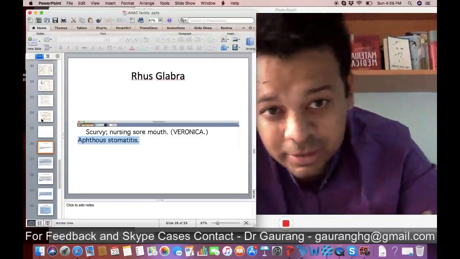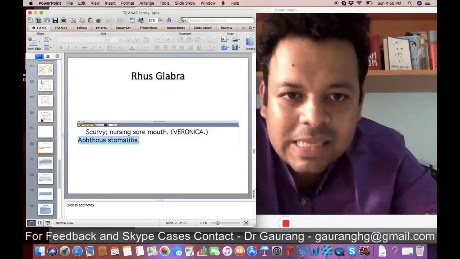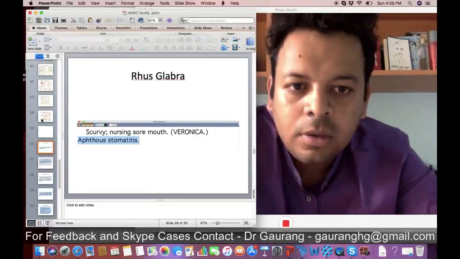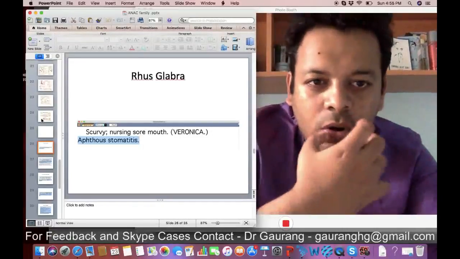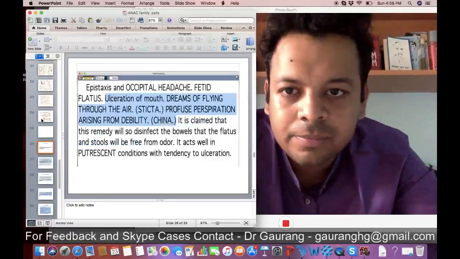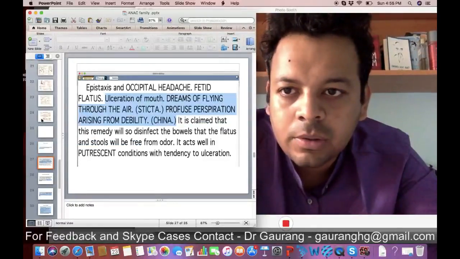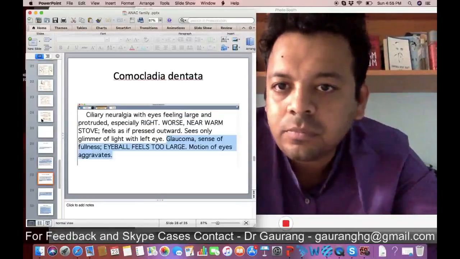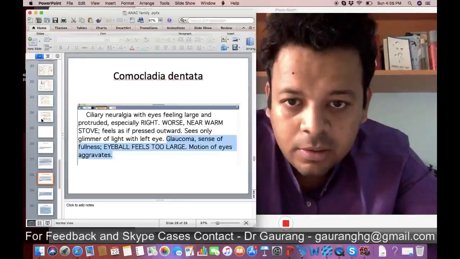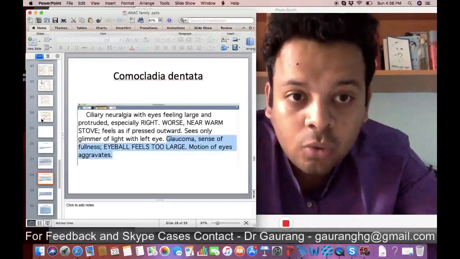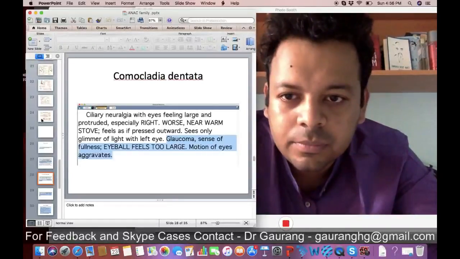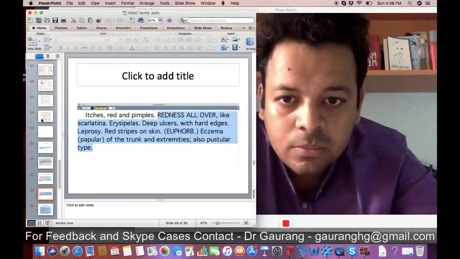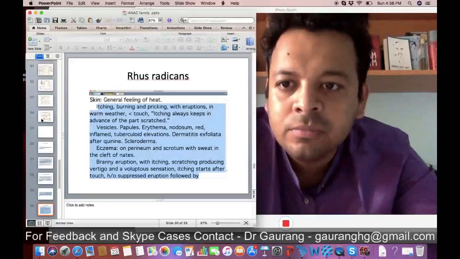Let's try to study some other remedies from this family which I want to tell you about. Rhus glabra, the main remedy for aphthae. If you see a case who has a lot of aphthae in the mouth, think of Rhus glabra. A lot of ulceration in the mouth, Rhus glabra, remember. Comocladia dentata, main remedy for glaucoma, remember. Also for skin issues like eczema on the trunk.